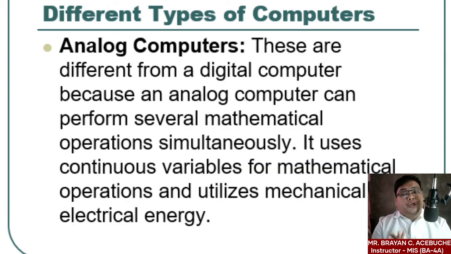For sure you have the idea of the different types of computers. Maybe you are able to see different types of computers. Now let's classify the computers into three major types. First, we have the analog computers. Analog computers are different from a digital computer because an analog computer can perform several mathematical operations simultaneously. It uses continuous variables for mathematical operations and utilizes mechanical or electrical energy.